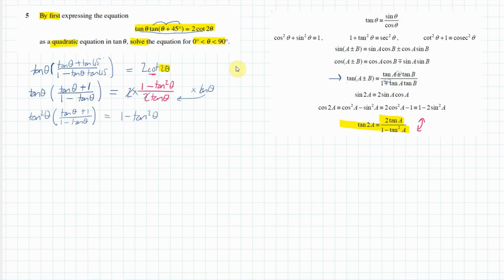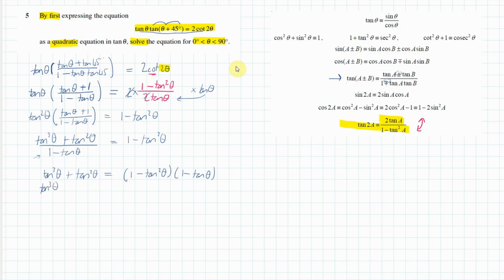And at this point, what might I do? I might expand the bracket on the left hand side. So I'm going to have tan cubed theta plus tan squared theta, all over 1 minus tan theta, and that's going to be equivalent to 1 minus tan squared theta. Then I'm going to times both sides by this 1 minus tan theta here to get rid of that from the left hand side. So I have tan cubed theta plus tan squared theta equals 1 minus tan squared theta into 1 minus tan theta.